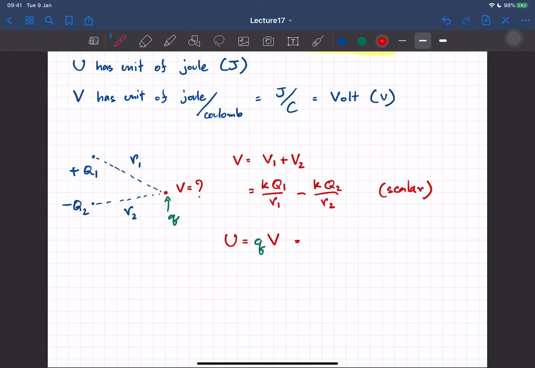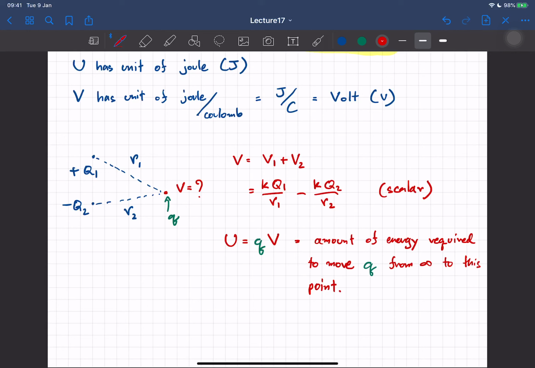This one is equal to the amount of energy required to move small q from infinity to this point. That's what it means for you. So it's the amount of energy required to move small q from infinity to this point, right?